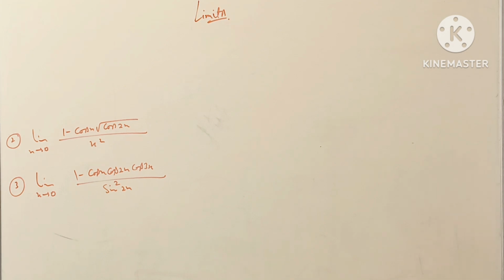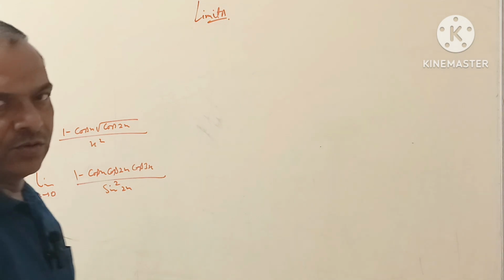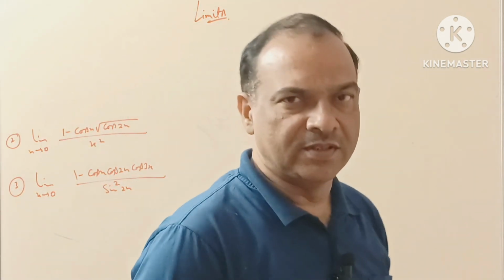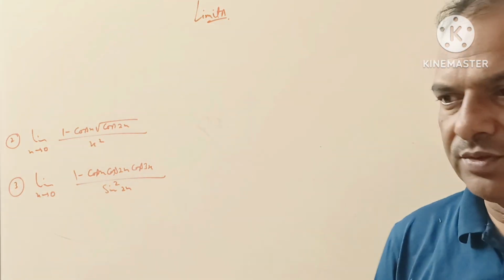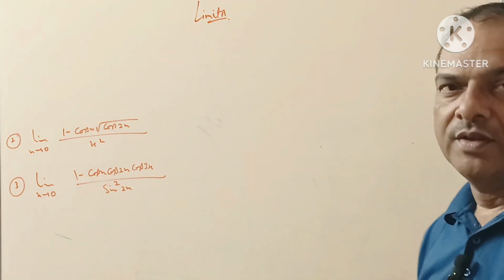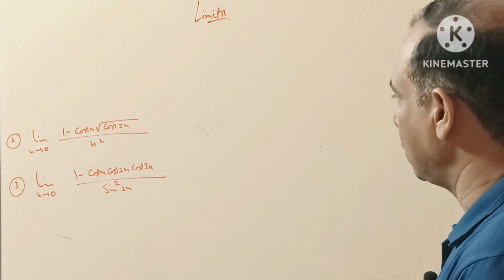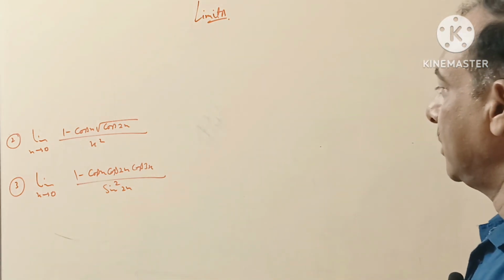Now we are here on question number 2. This is limit x tends to 0, and in the numerator you have 1 minus cos x, square root of cos 2x, and the denominator is x square. Now here, if I apply the limit and put x equal to 0 in the denominator part, then I will have denominator equal to 0. And when the denominator is equal to 0, then the whole function is said to be in the indeterminate form.